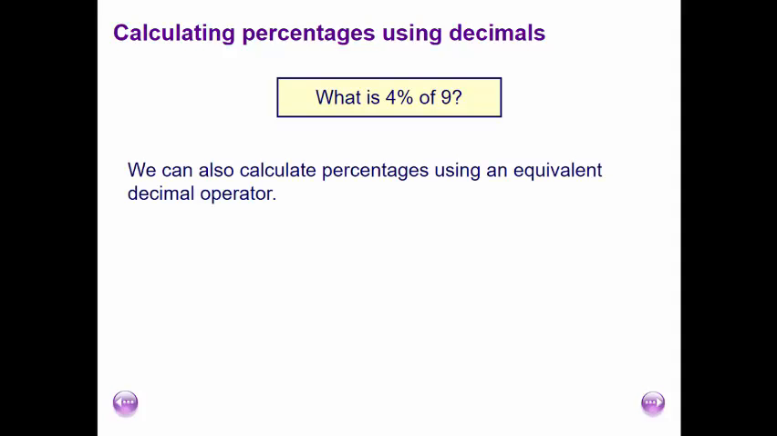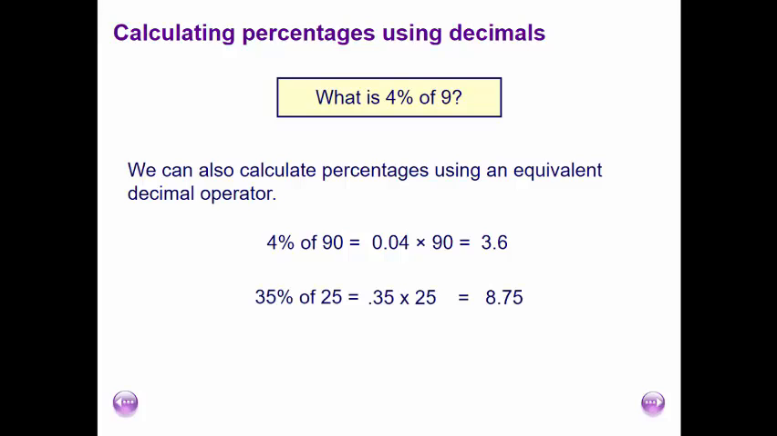What's 4% of 90? Well, again, using decimals, we're going to find 4% of 90. We know that 4% can be expressed as 0.04. Remember, the first two digits after the decimal point tell you how many percent we're talking about. So 3.6 is 4% of 90. Here's another example, and here's another example. And remember the one at the end, 1.5% is 0.015.